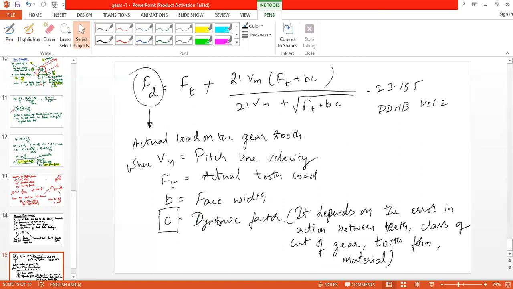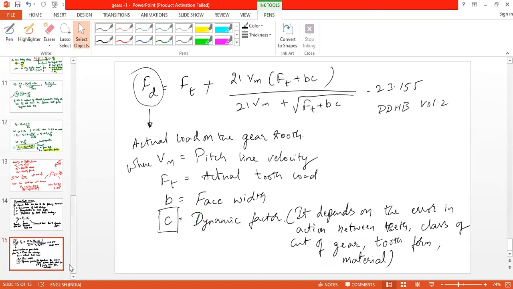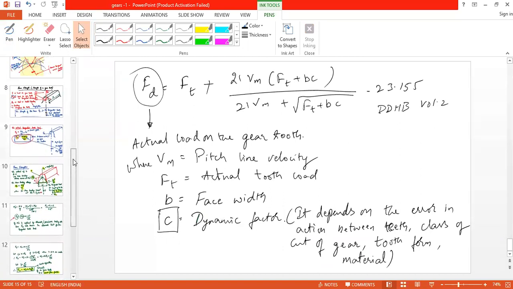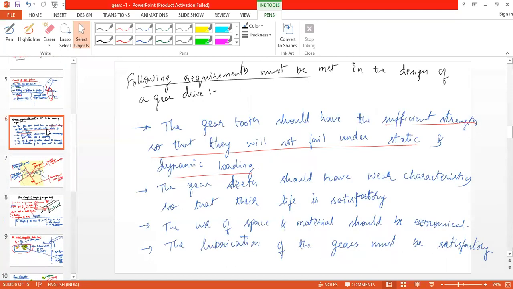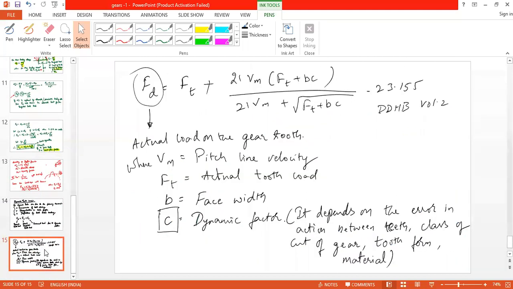So you will understand this better while we solve the problem. Okay. So now again coming back to this, the requirements which must be met in the design of a gear drive are: the gear tooth should have sufficient strength so that it will not fail under static and dynamic loading. Okay, this was the first requirement.